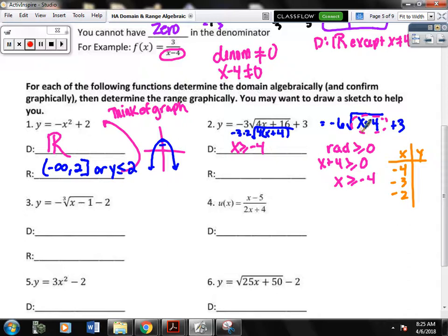And sometimes we won't get an answer, but negative 4 plus 4 is 0. Square root of 0 times 0 is 0.